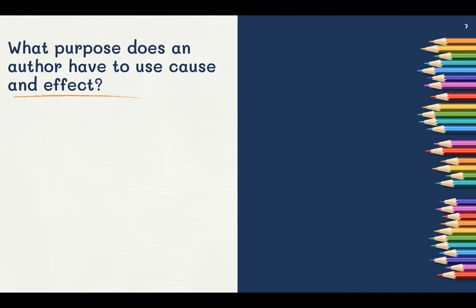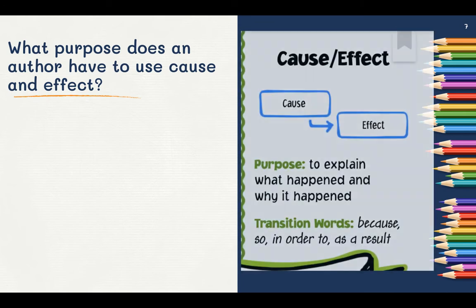So what is cause and effect? And what purpose does an author have to use cause and effect? Take a moment to write down your thoughts on what purpose an author would have to use cause and effect when referring to text structure. Did you get it? I hope you did.